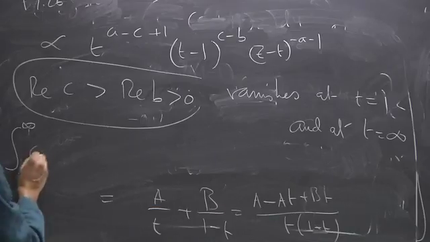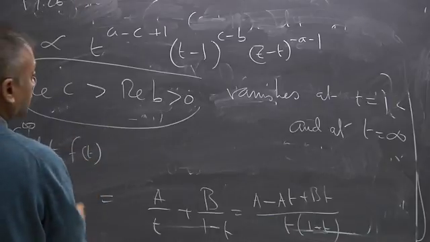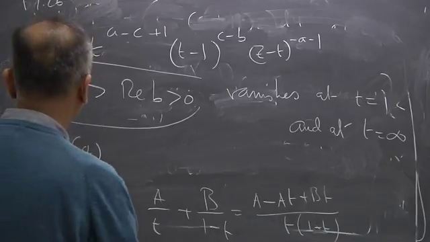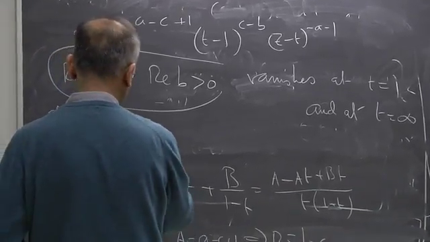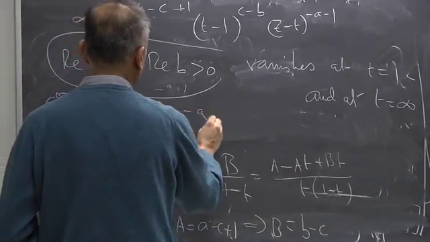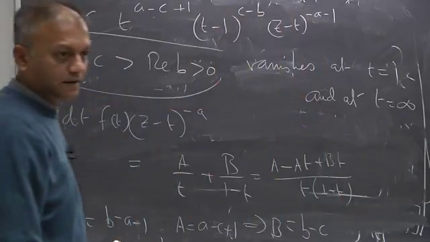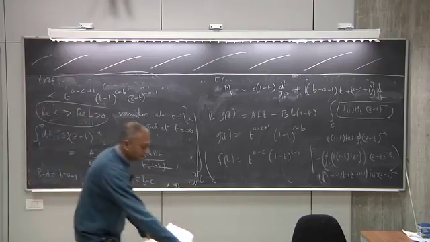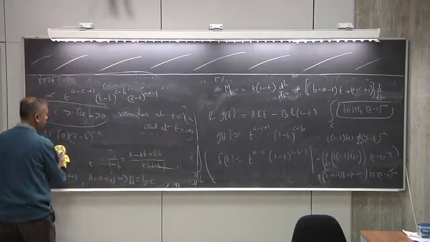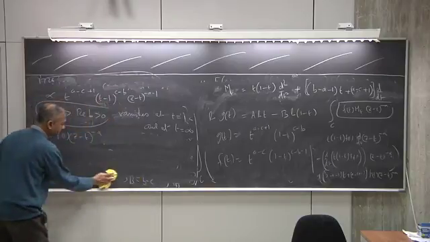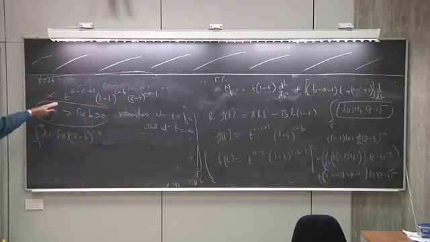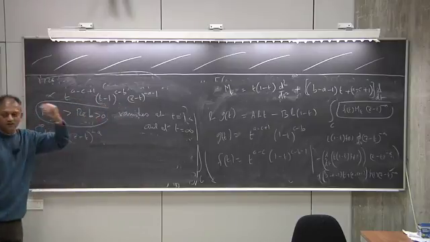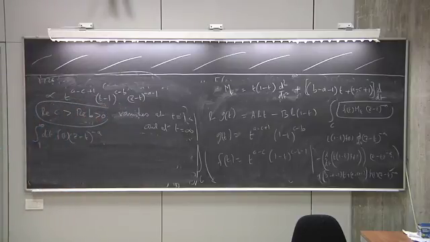So the integral from 1 to infinity dt f(t) times (z minus t) to the minus a, where f(t) is that, will be a solution of this equation. But really, I don't even need to worry too much about this boundary, where this vanishes, because I can always choose closed contours. This was necessary if you choose an open contour, but I could also choose closed contours.